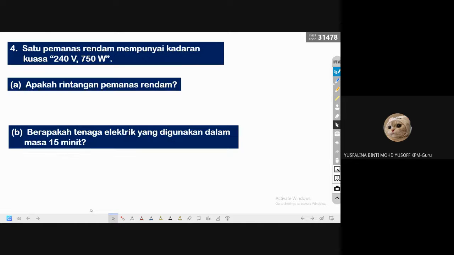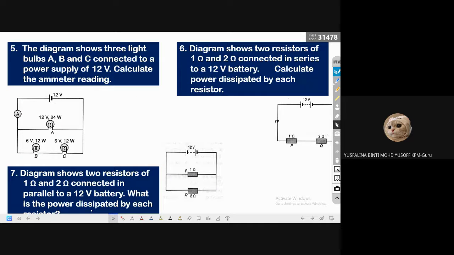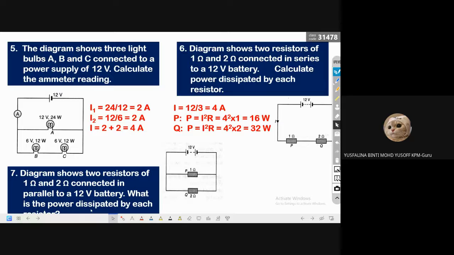Okay, so let's see another one. This one, right. The diagram shows 3 light bulbs A, B, C connected to a 12 volt power supply. Calculate the ammeter reading. For this one, they use different bulbs, meaning not all the bulbs have the same resistance. But the voltage given for the whole circuit is 12 volt.